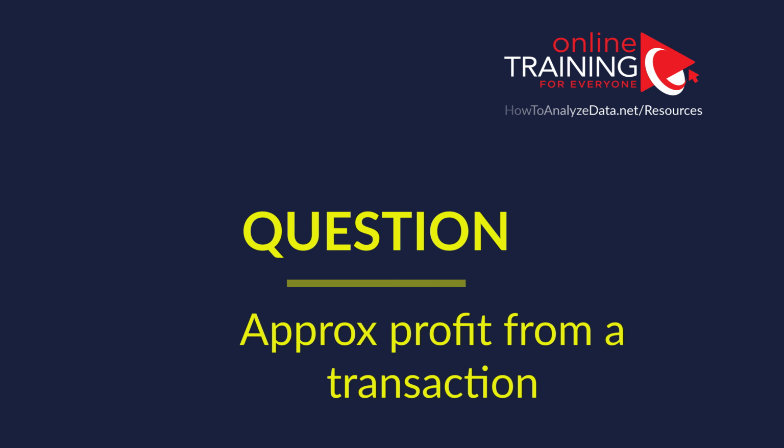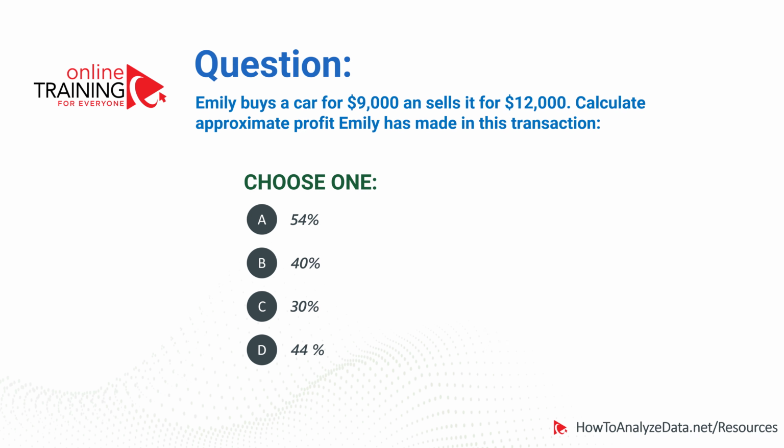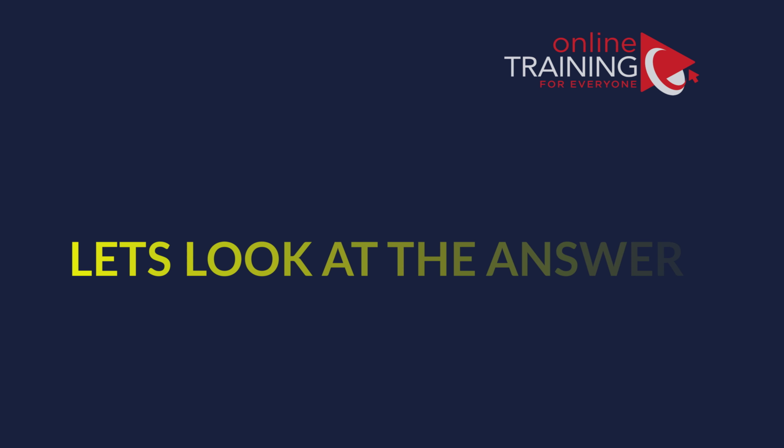Let's look at assessment test question, which is frequently used as part of abstract reasoning, numerical reasoning, and logical reasoning tests. Emily buys a car for $9,000 and sells it for $12,000. Calculate approximate profit Emily has made in this transaction. 54% is the choice A, 40% choice B, choice C is 30%, and choice D is 44%. Which one do you think is the right answer here?